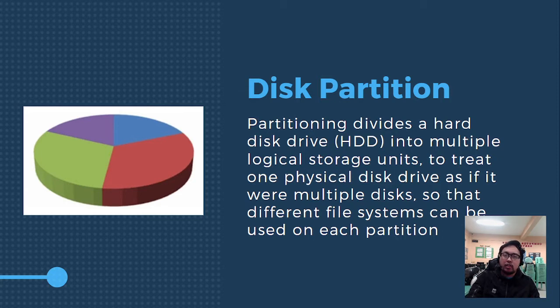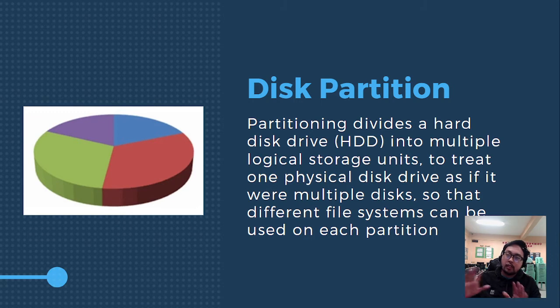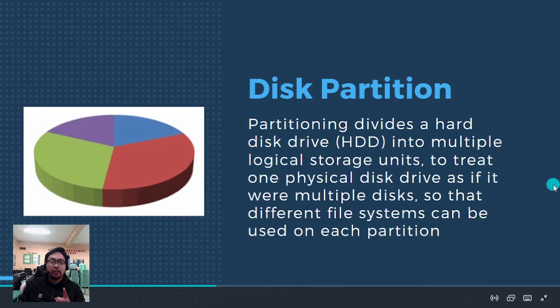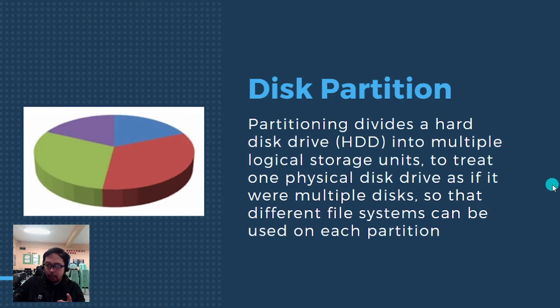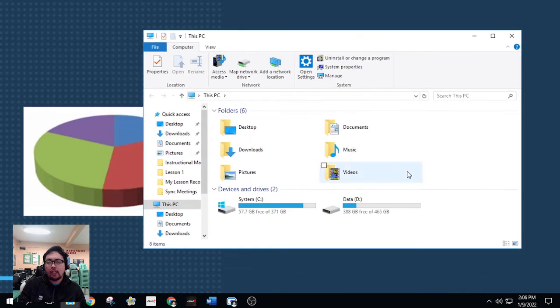So when we say disk partition, partitioning divides a hard disk drive into multiple logical storage unit to treat one physical disk drive as if it were multiple disks so that different file system can be used on each partition. So ano ba yung sinabing disk partition? 'Di ba sa computer natin, sa system unit. So pag open natin ng system unit, binuksan natin si system unit, and then nakakita tayo doon ng isang hard disk drive. Eh bakit kaya pag nag-open tayo ng computer natin, ng disk PC or ng file explorer natin.